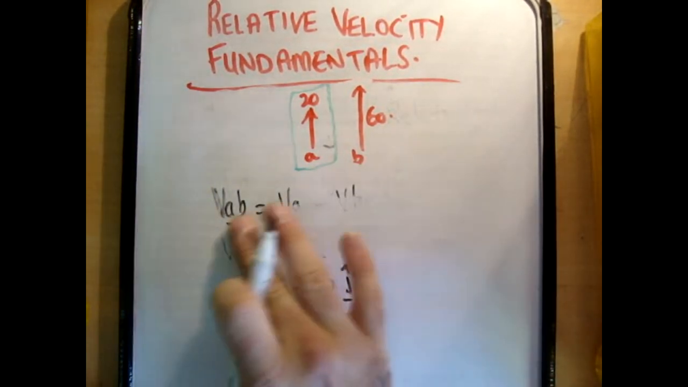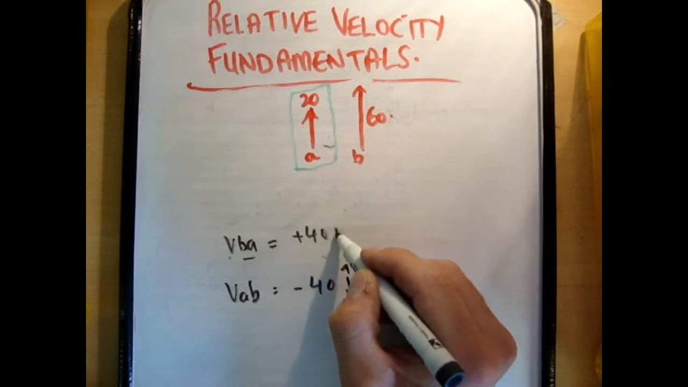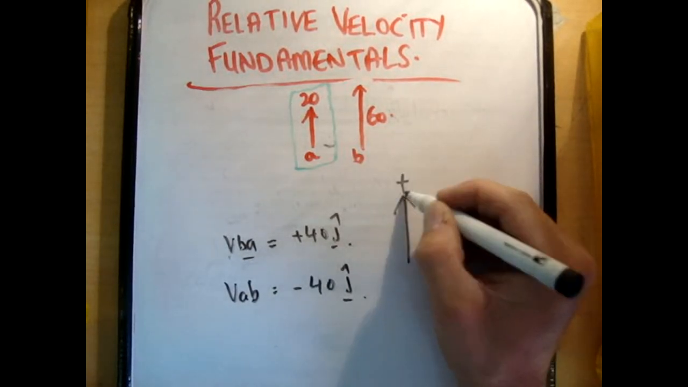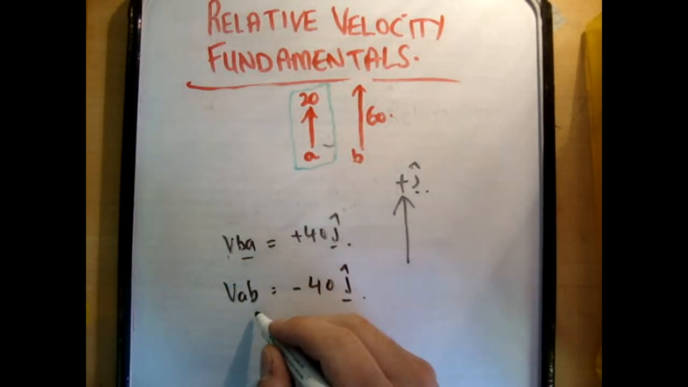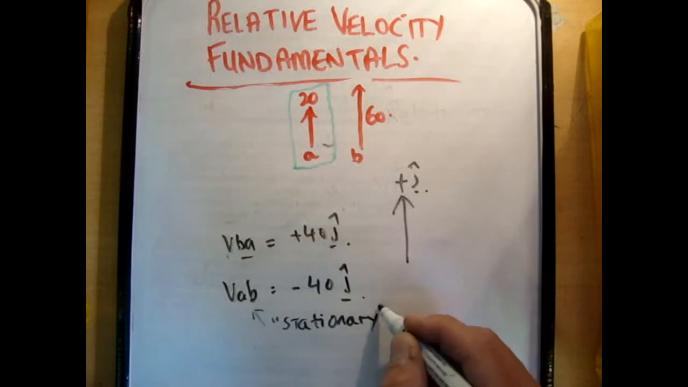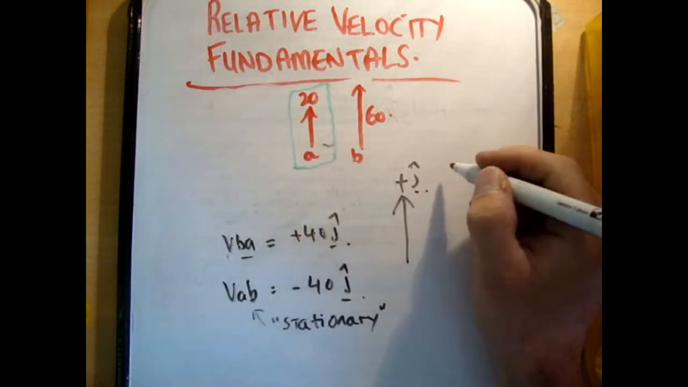Let's write in the first result we had: VBA was equal to plus 40, and I suppose we use the unit vector j hat. So let's think about this. Plus j is in this direction. VAB means the velocity of A relative to the car B. B seems to be stationary. It can believe it's stationary. Now, it isn't in fact stationary, but it believes it is. And it means car A is going at negative 40 meters per second if B thinks it's stationary, which is right, because the speed is right, and the direction is this way.